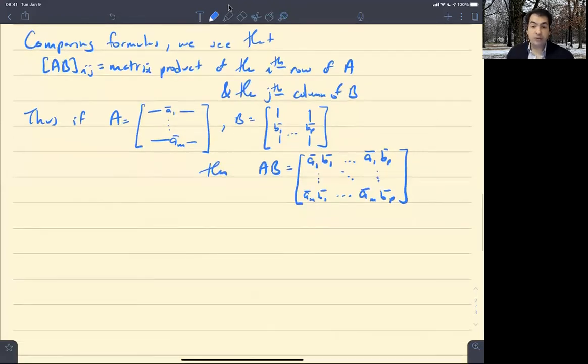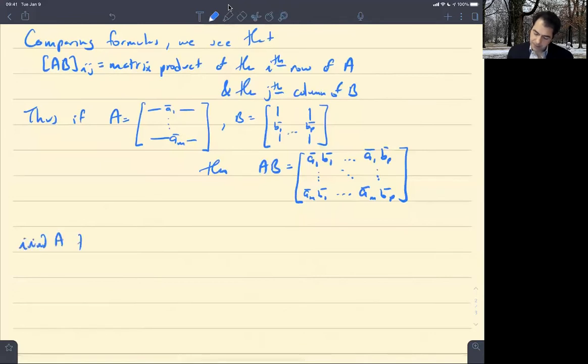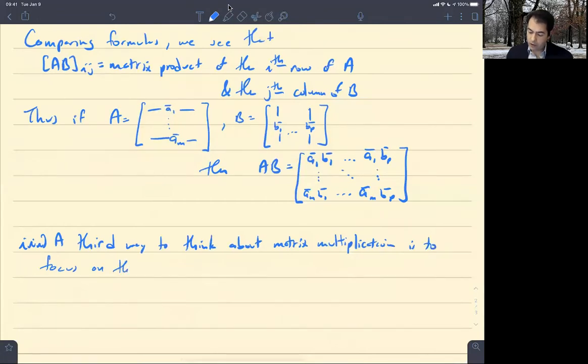Okay, and now finally, we've done thinking of matrix-matrix product by looking at the columns. We've done thinking of matrix-matrix product by looking at the individual elements. So now we want to think of matrix-matrix product by looking at the rows. So a third way to think about matrix multiplication is to focus on the rows instead of the columns.